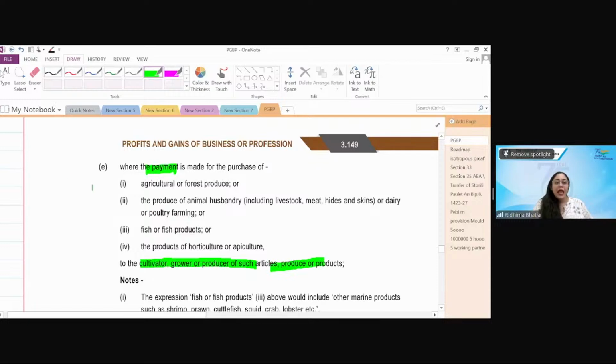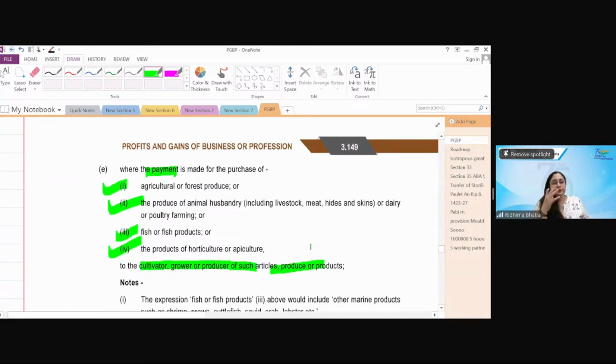Which articles? Any agriculture produce, any forest produce, any animal husbandry or poultry livestock, fish, horticulture, apiculture that is of bees. For all these, when direct payment is going to the cultivator, I can make this payment in cash. Basically these people do not accept any other mode. So if I'm purchasing agriculture produce from the cultivator itself, I can pay in cash of any amount. That would not be disallowed.